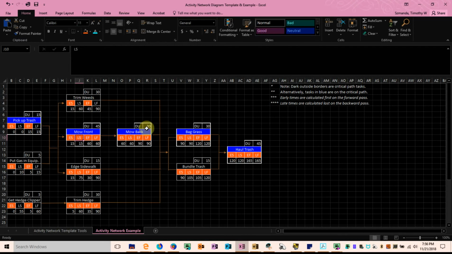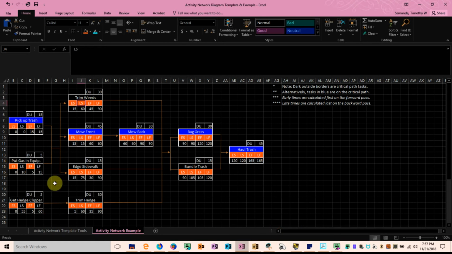And then moving up to trimming the weeds. Again, what are the activities that immediately follow trimming the weeds? Again, we're looking at bagging the grass and bundling the trash. Those two activities come immediately after trimming the weeds. So we'll look again to the minimum of the two latest start times of these two activities, and that is 90 again. 90 minus 30-minute duration for this activity of trimming the weeds is 60 minutes. That has to be our latest start for the activity of trimming the weeds.